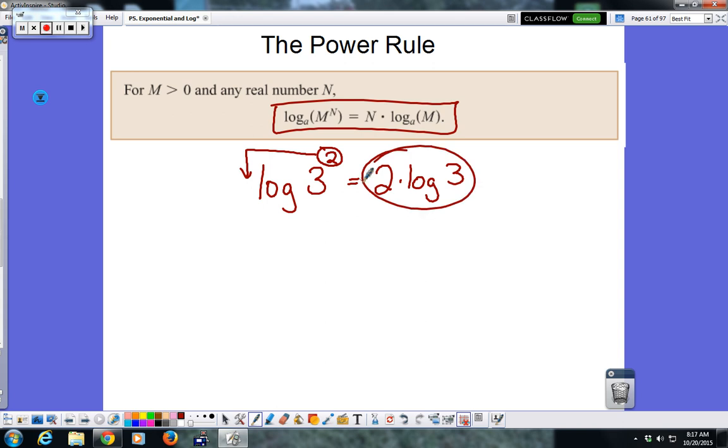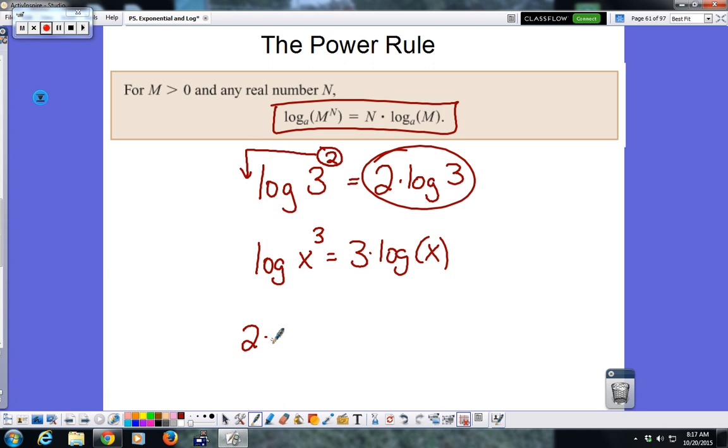If you have the log of something to a power, that power can actually be taken from the exponent and moved out in front of that log. So the log of 3 squared is the same thing as 2 times the log of 3. That might come in handy when we're solving equations. And you really don't want x to the 3rd power, you just want plain x. Take the 3, move it out front. That is 3 times log x. That does work backwards as well.